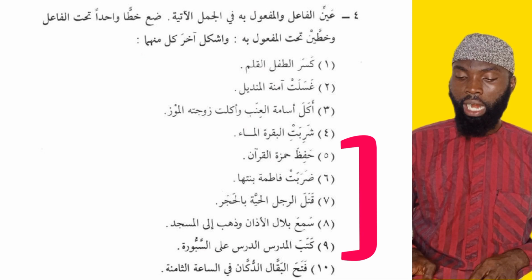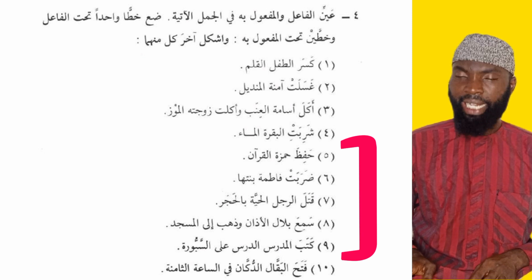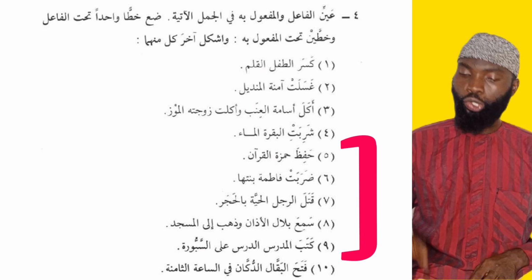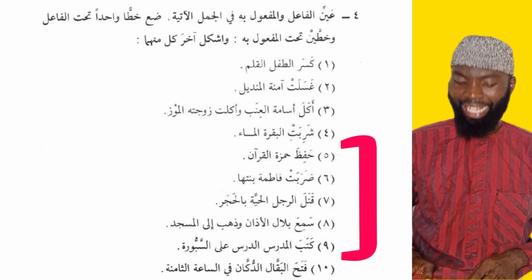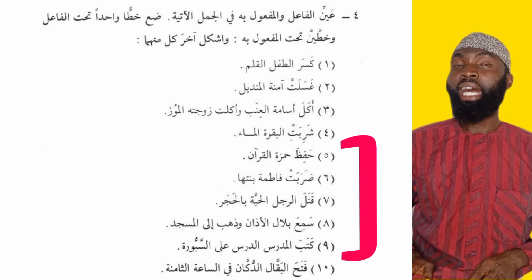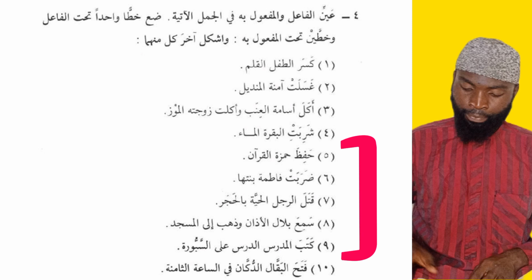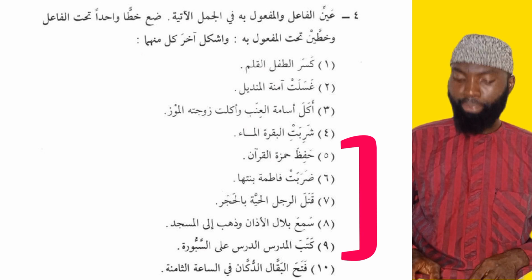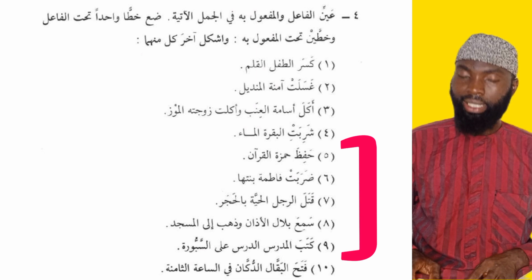Hafidha Hamzatul Qur'an. Hamza memorized the Quran. Darabat Fatima bintaha. Fatima beat her daughter. Qatala rajulul hayyata bil hajari. The man killed the snake with a stone. So ar-rajulu, you know, is the fa'il. Al-hayyata is the maf'ulun bihi. Sami'a Bilalunil adhana wa dhahaba ila al-masjidi. Bilal heard the adhan and went to the mosque. So sami'a is the verb, Bilalun is the fa'il, al-adhan is the maf'ulun bihi. And katab al-mudarrisu ad-darsa ala as-sabura. The teacher wrote the lesson on the board. So al-mudarrisu is the fa'il, ad-darsa is the maf'ulun bihi.